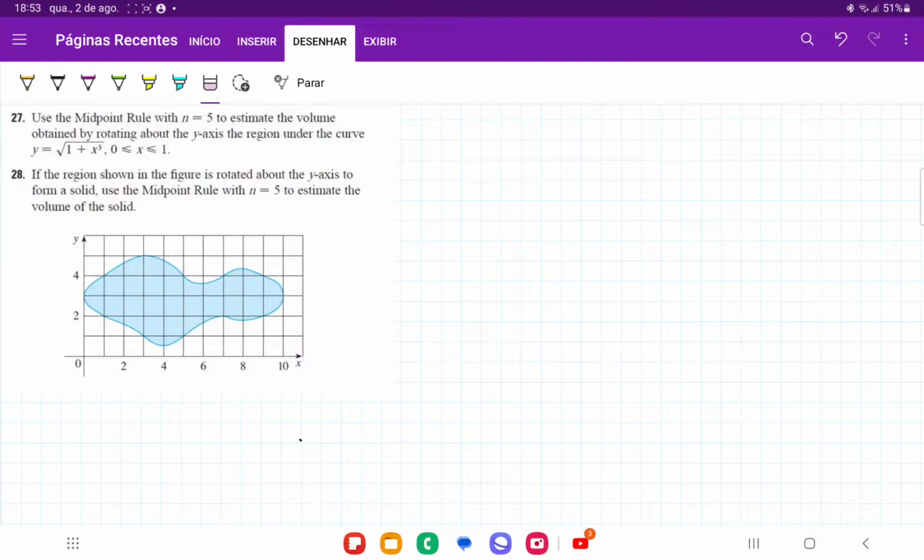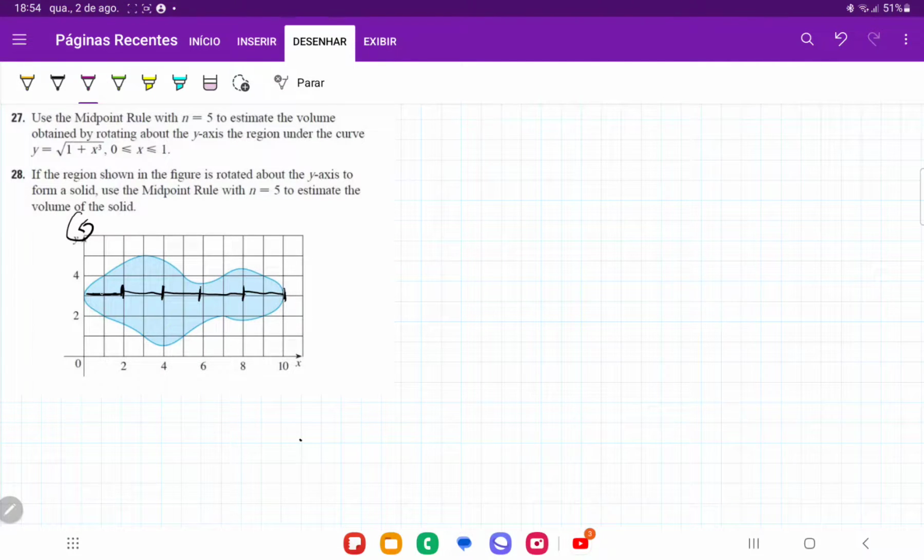So for number 28, they want us to take this region and revolve it about the y-axis, but they want us to do it using estimation with the midpoint rule with n equal to 5. So the first thing that we're going to do is break this interval from 0 to 10 into 5 bits, and we can see that it goes from 0 to 2, and then from 2 to 4, from 4 to 6, from 6 to 8, and from 8 to 10.